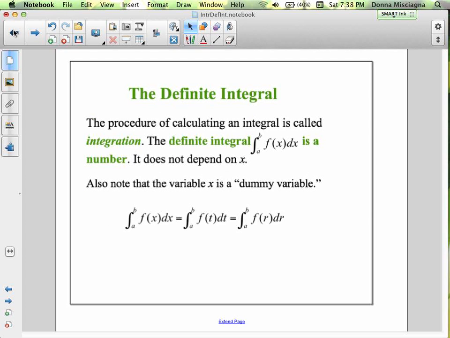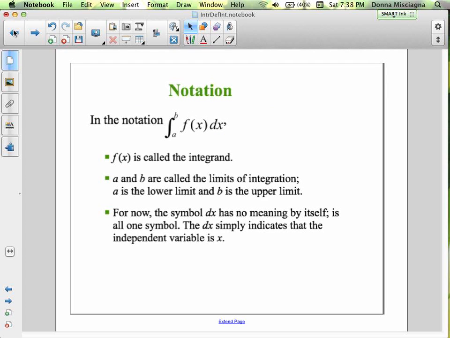All right, so let's talk about the notation for a second. In the notation, the f of x is called the integrand. It's also the derivative that we're going to take the antiderivative of, and then evaluate if we're finding the definite integral. And in this lesson, we're looking at the definite integral. a and b are the limits of integration. a is the lower limit, and b is the upper limit. Even if a were larger than b, a is the lower limit and b is the upper limit. It's their location that makes them the lower and the upper.